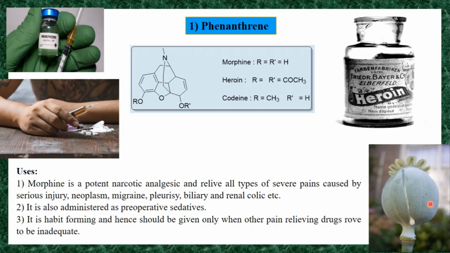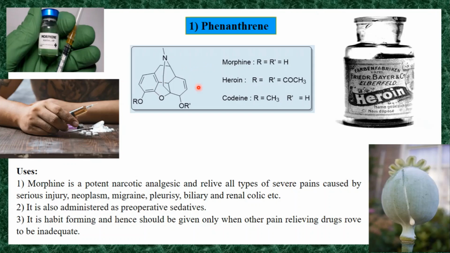This is the seed of Papaver somniferum, the dried milky exudate, and this is the general class of phenanthrene. This is your phenanthrene general structure, and if R and R dash are equal to hydrogen, then they become hydroxy groups. That structure is called morphine. In your Kabir Singh movie, you have seen Shahid Kapoor taking morphine by the intravenous route.